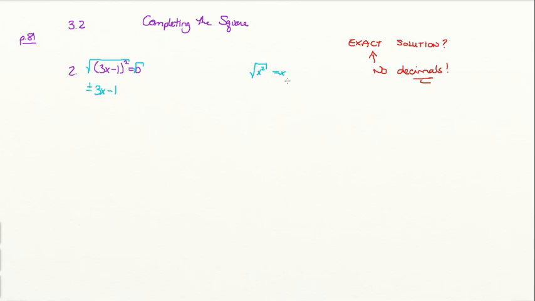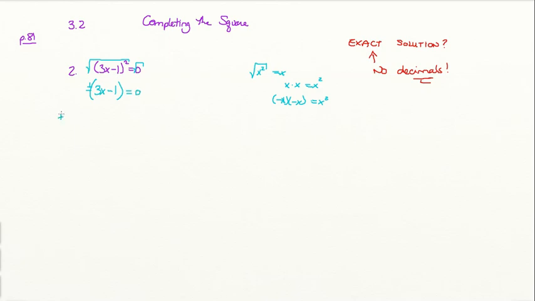Now let's say, for example, I have here x times x, that equals x squared, right? But I could also do negative x times negative x, and that equals x squared. So it could be positive x or negative x. In this case, I have plus or minus 3x minus 1, which equals 0.